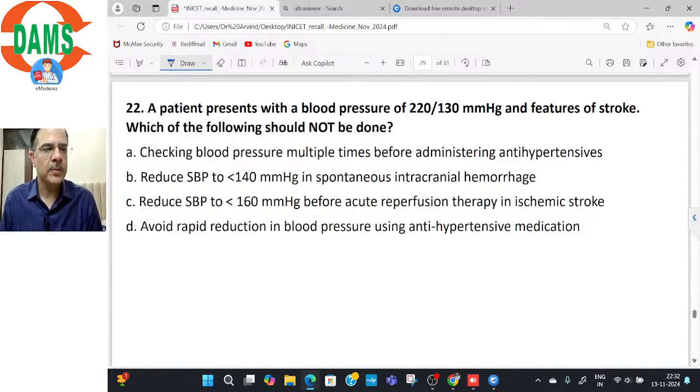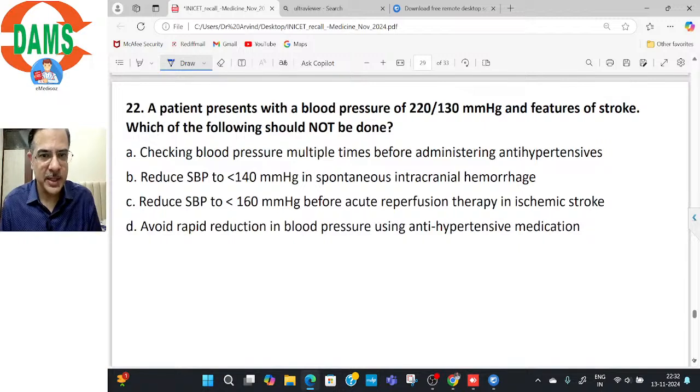Okay, so now come to question number 22, and if there is any correction in the options, you can let me know. The patient has a blood pressure of 220 by 130 or 220 by 120 and a feature of stroke. Which of the following should not be done in this patient?